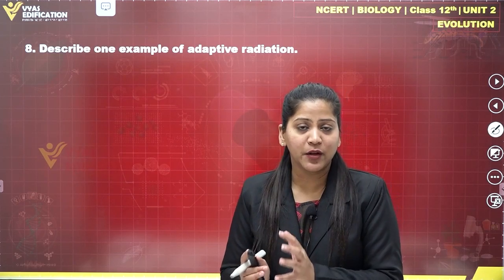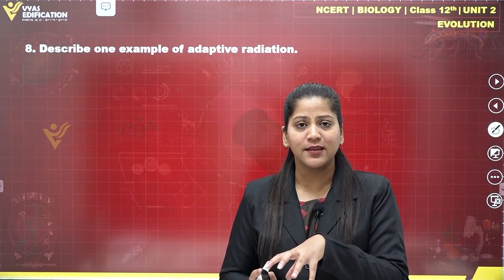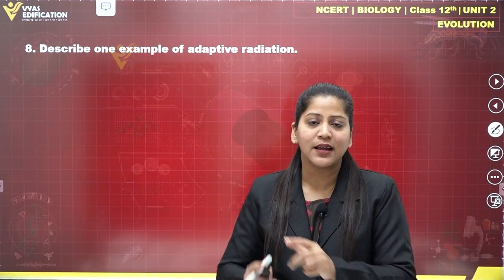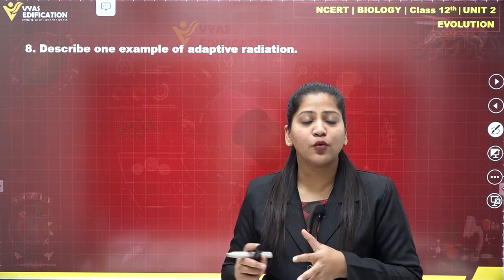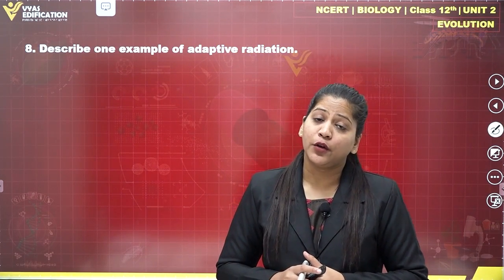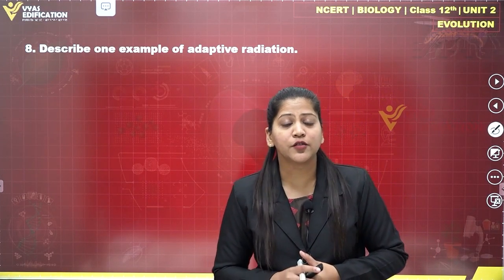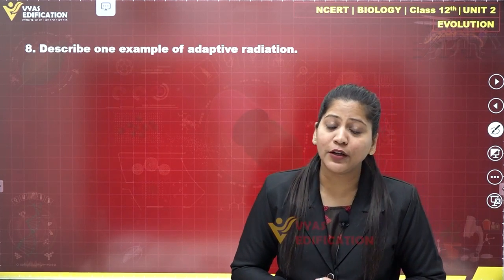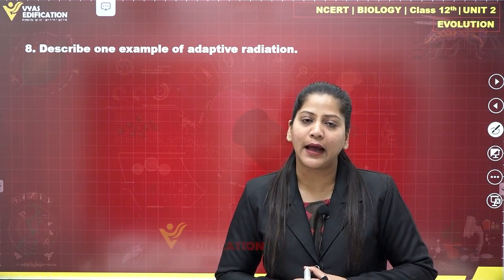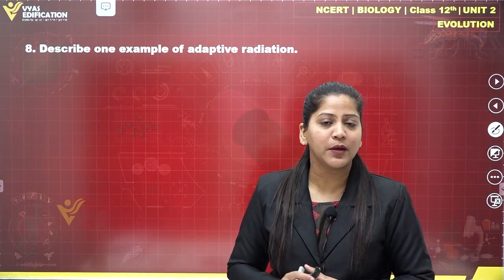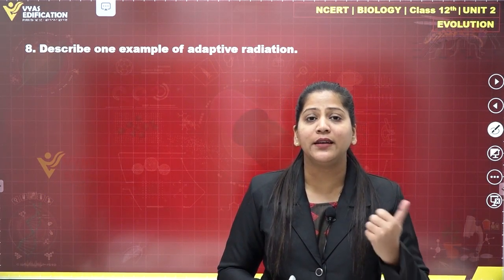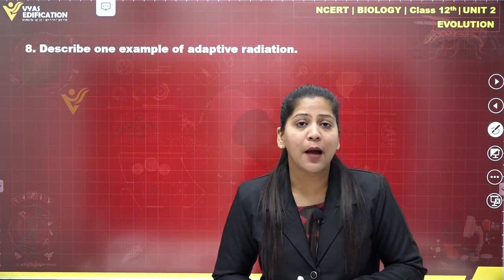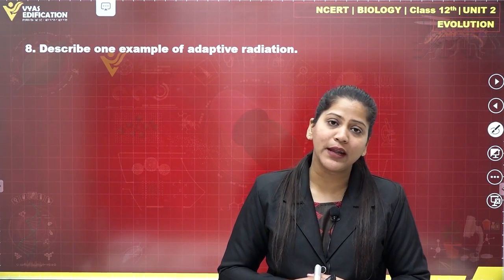Right, what is adaptive radiation? It is the evolutionary process by which many species originate from one species in a particular area. This is what you call adaptive radiation. Now, the phenomenon of adaptive radiation was first observed by a scientist named Darwin when he was traveling to a place called Galapagos Island, right? So, this is what we call adaptive radiation and it was first observed by Darwin when he was traveling to the Galapagos Island.